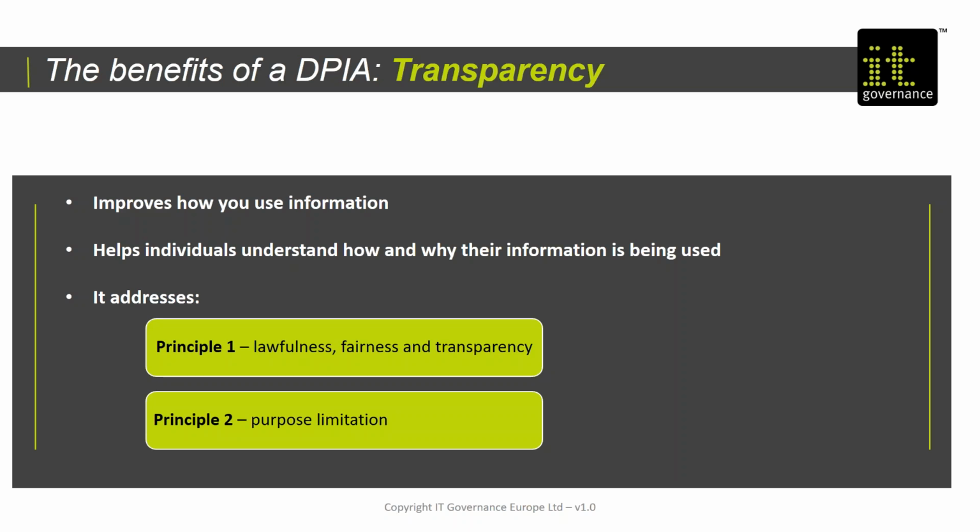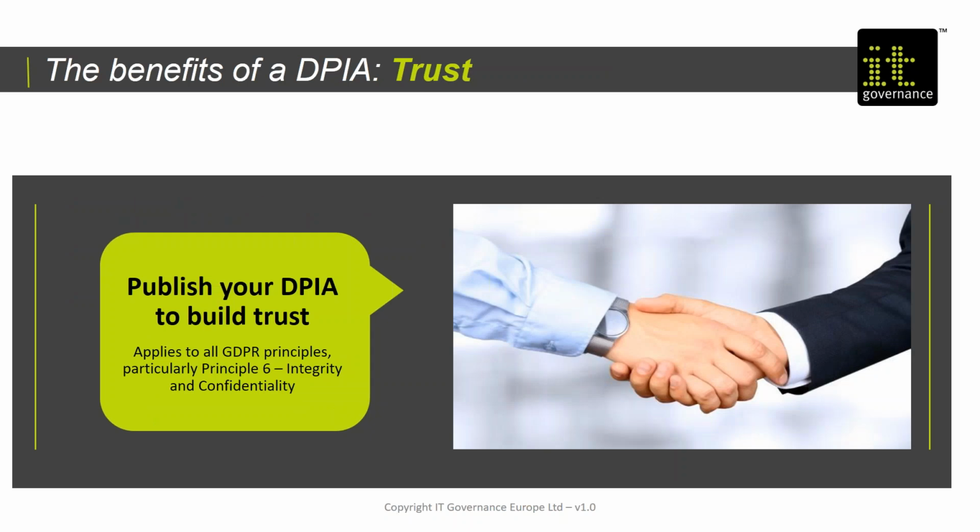The key requirement in the first data processing principle is that personal data must be processed lawfully, fairly, and in a transparent manner. The second principle states that the personal data must be collected for specified, explicit, and legitimate purposes, and not further processed in a manner that is incompatible with those purposes. The transparency benefit that you get out of completing a DPIA helps you to meet both of these principles.